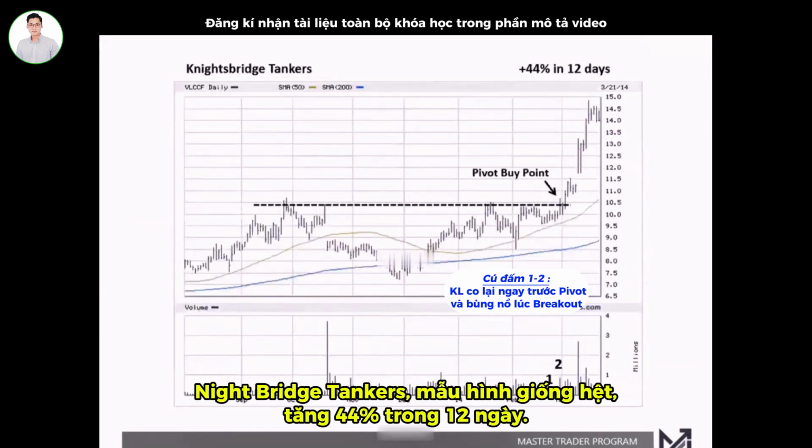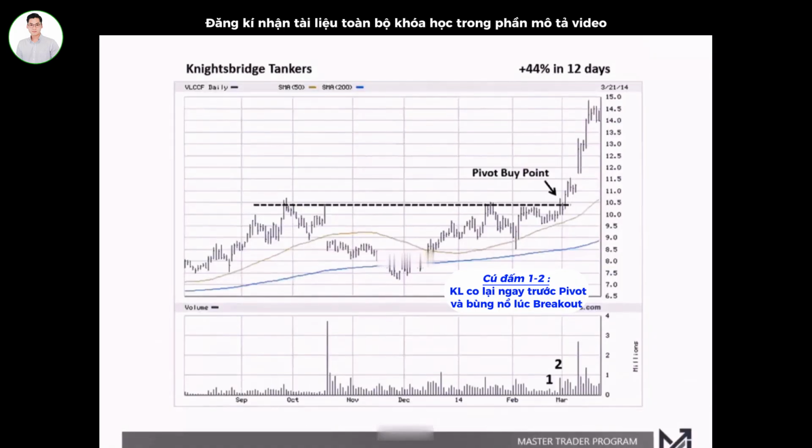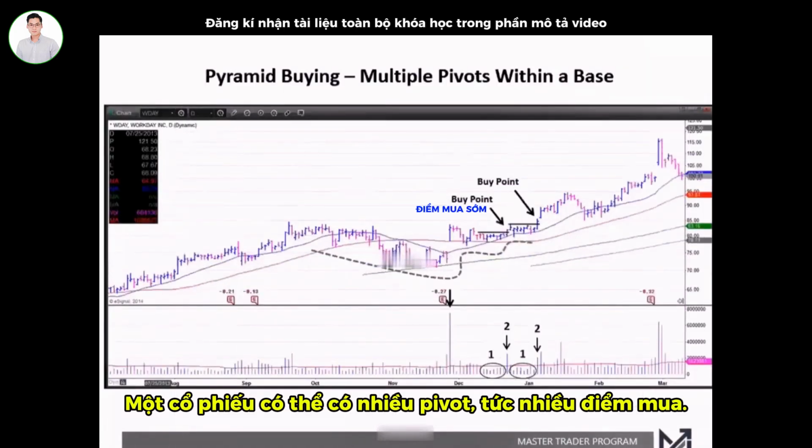This is Knightbridge Tankers. I actually thought this was a stock that we looked at before, once again, because it looks so similar. Same characteristics, 44% in just 12 days. All right, so now you can get multiple pivots. You might get multiple buy points.